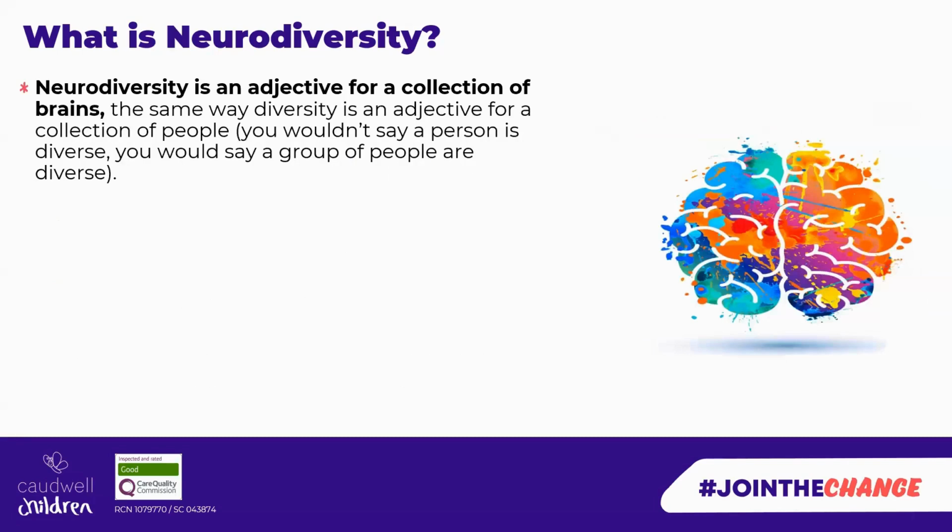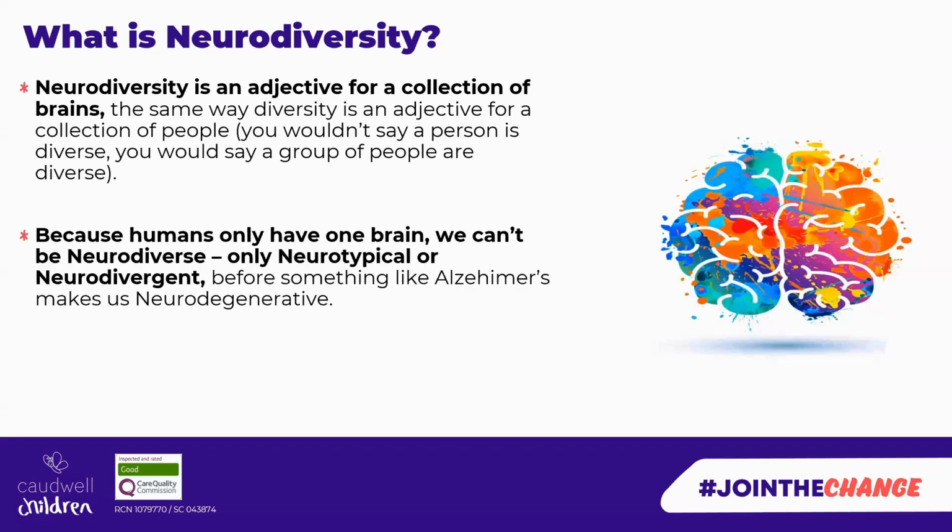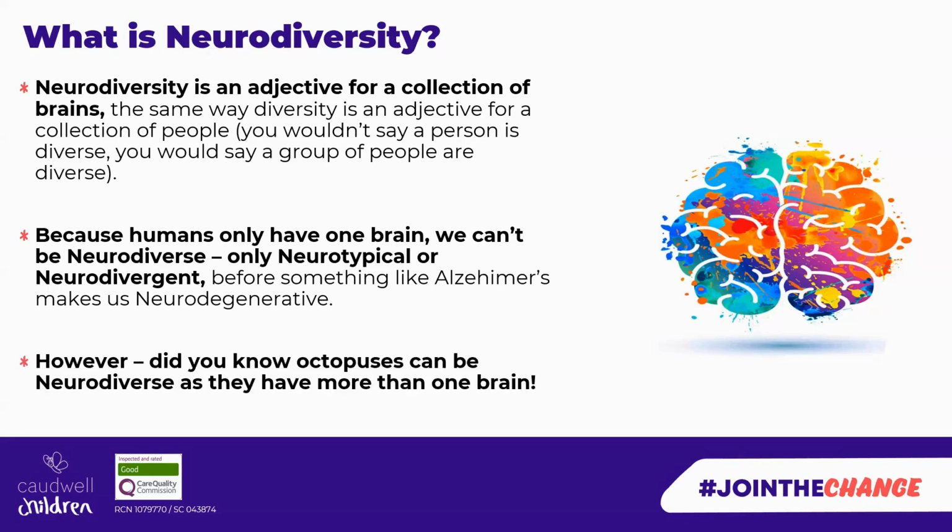So neurodiversity is an adjective for a collection of brains. The same way diversity is an adjective for a collection of people. So you wouldn't say one person is diverse, you would say a group of people are diverse. And it's exactly the same for neurodiversity. It's a collection of different brains. So because humans only have one brain, we can't be neurodiverse, only neurotypical or neurodivergent before something like Alzheimer's makes us neurodegenerative. So octopuses can actually be neurodiverse because they've got more than one brain. Just a little fact in there for you.